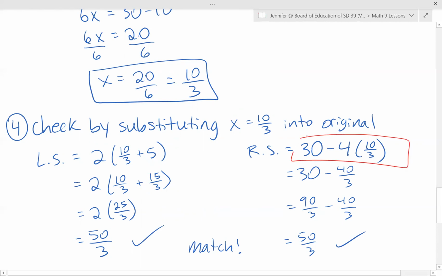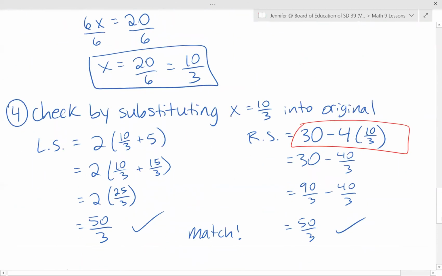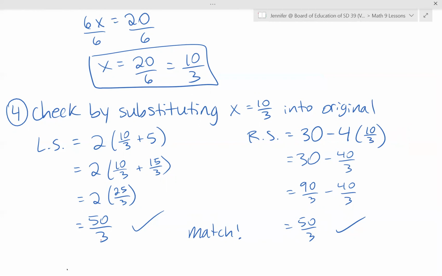So I'll do the same with the right side here. This is an original question. It was 30 minus 4x. So I write it as 30 minus 4 times whatever x used to be. That used to be an x, and I'm going to test if it's going to be 10 over 3. So I replace x with my answer. 4 times 10 over 3 is 40 over 3. I find a common denominator, and I find that, yes, my answers do match. My left side equals right side. They're both 50 over 3. So we know that we've done this question correctly, and that 10 over 3 is a valid answer for this equation.